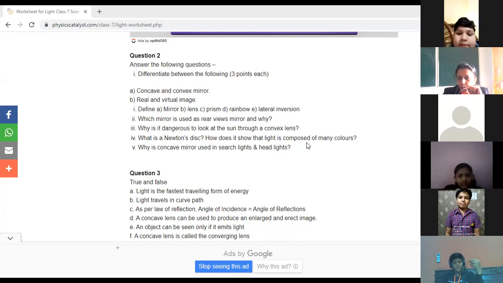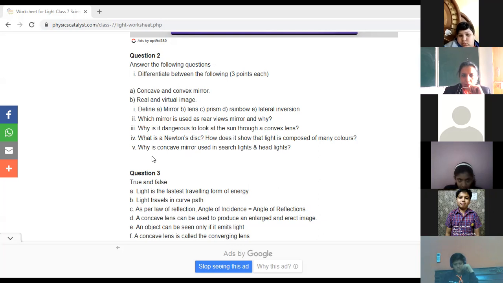So children, for this you have to show the activity. When this disk is rotated, the colors of the rainbow fade and overlap. When the colors overlap, we are able to see a grayish color, which is equivalent to white color. In this way, we can say that white light is composed of many colors.